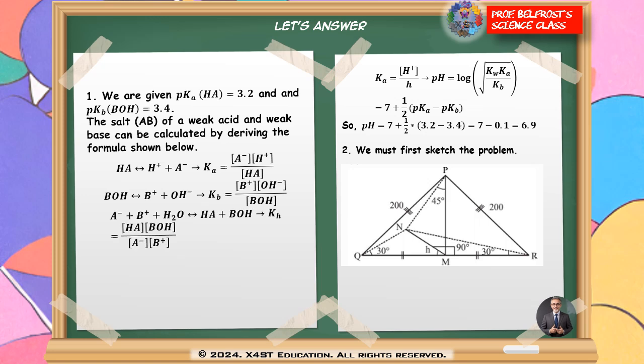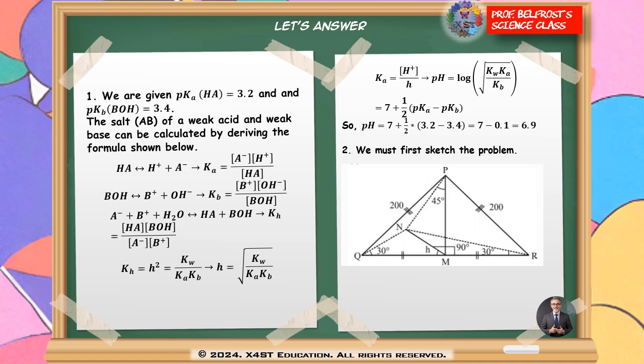So here's number one. The question is very clear. We are given the pKa, which is 3.2, of the weak acid. It is not stated what weak acid it is, but that is not important. We are also given the pKb value, which is 3.4, of the weak base, and we also don't know the weak base. It says these two mix to form a salt, which is of course AB.